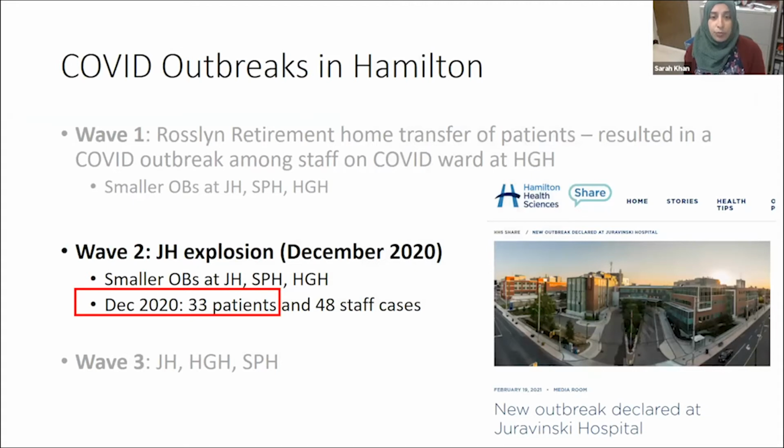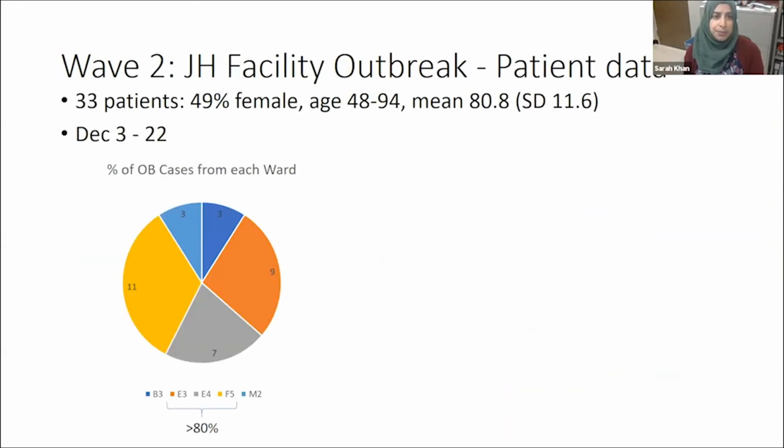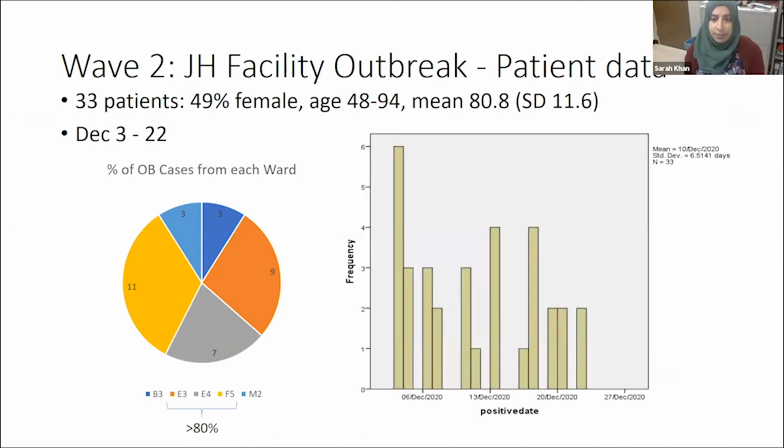So again, the outbreak I'll be focusing on is our December 2020 experience, which I have more data on the patient side of things, so 33 patients, but we also had 48 staff cases as part of that large outbreak across our JH hospital. In that December period, the 33 patients ranged from 48 to 94 years of age with a mean age of 80. The outbreak lasted December 3rd to 22nd, the bulk of it being on our E and F wings of our hospital, 80% of cases occurring there. We had a couple of cases on B3 and M2.